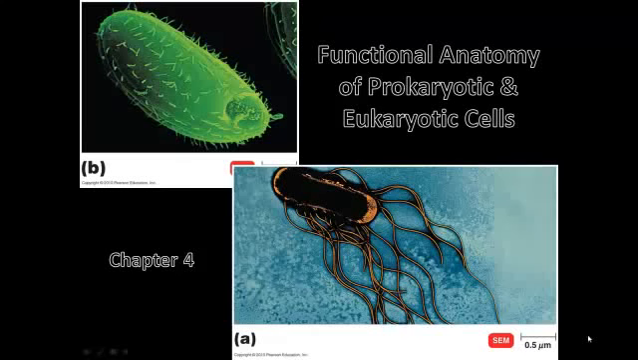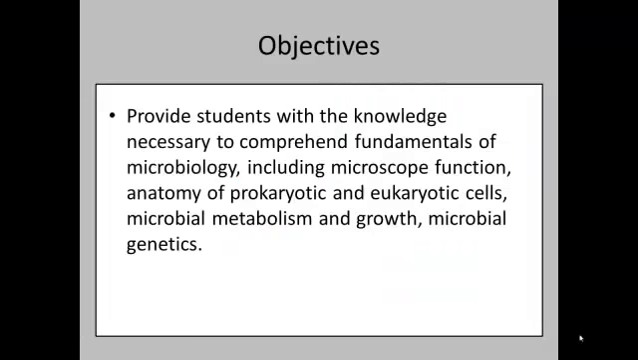Welcome to Chapter 4, Functional Anatomy of Prokaryotic and Eukaryotic Cells. Once again, I'm going to be chopping this into two pieces, so this will be Part 1. This chapter fulfills the objective to provide students with the knowledge necessary to comprehend the fundamentals of microbiology, specifically the anatomy of prokaryotic and eukaryotic cells.